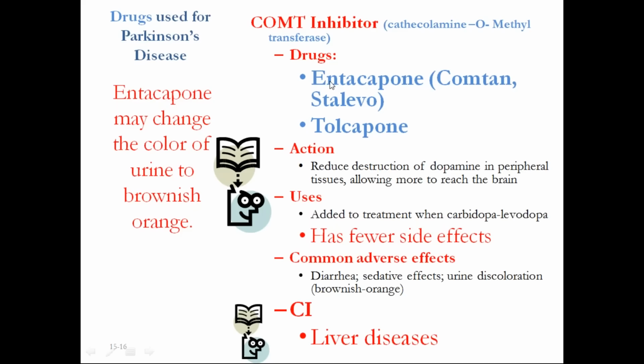COMT inhibitors. The prototype name is entacapone. Just remember, like the gangster Capone. So, a few things about COMT inhibitors. Entacapone may change the color of the urine to brownish or orange. And another thing you need to remember is that this gangster has a liver disease connection. What does it mean? If you are receiving entacapone, it's contraindicated if you have any liver disease, hepatitis or whatever, glycogen problems, etc.